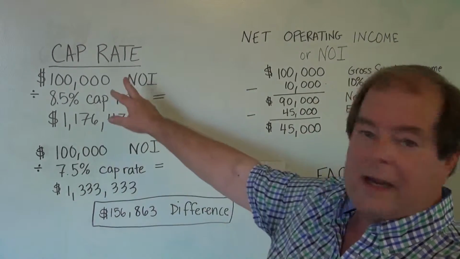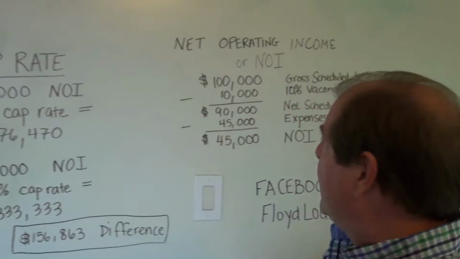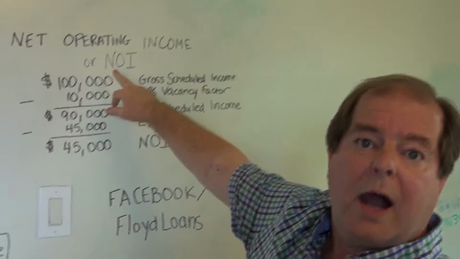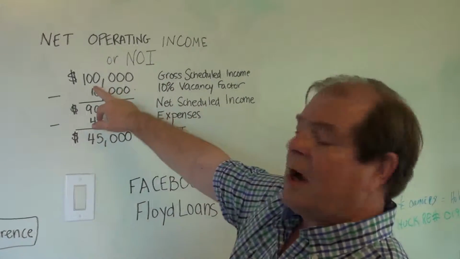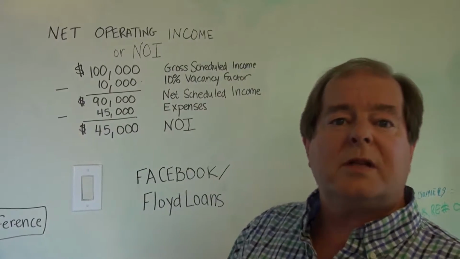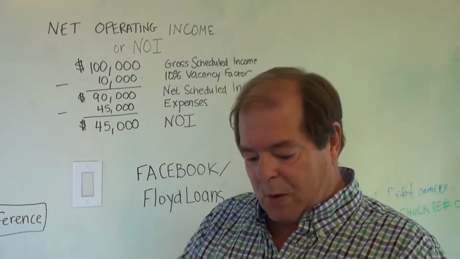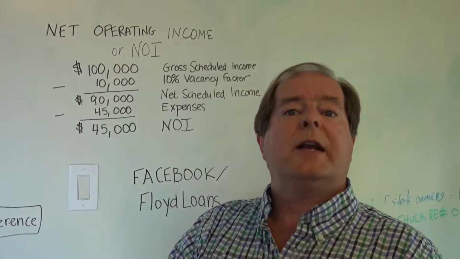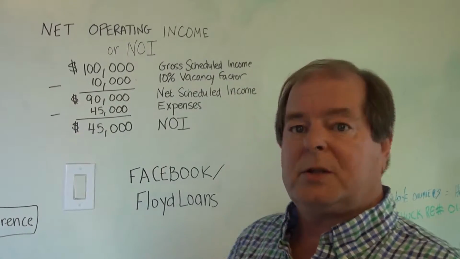Now, of course, to find a cap rate, we can't do that without knowing what the net operating income is. And over here we have an example of that. We have a net operating income, or the NOI. NOI is a slang term for net operating income. An example here is $100,000. That is our gross scheduled income. What is the gross scheduled income? That is all the income from the property that you can bring in by rents, vending machines, laundry, any type of other income that can come in as if everybody paid you all the money. That's the gross scheduled income.